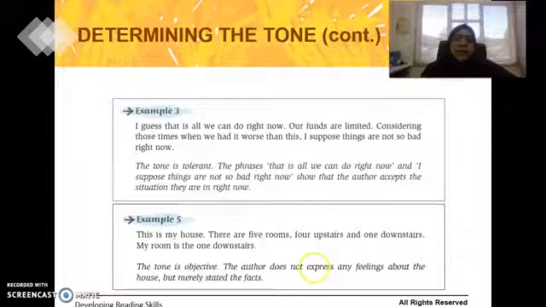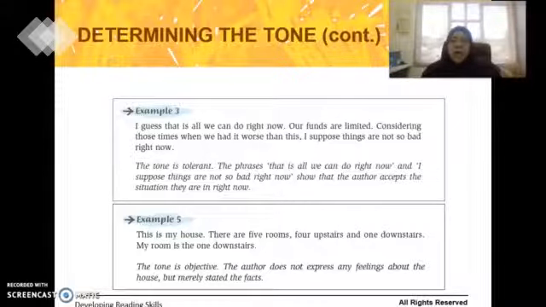The tone is tolerant. The phrases "that is all we can do right now" and "I suppose things are not so bad right now" show that the author accepts the situation they are in. There is no opposition. It is tolerant. The tone is tolerant. All right, the next example.